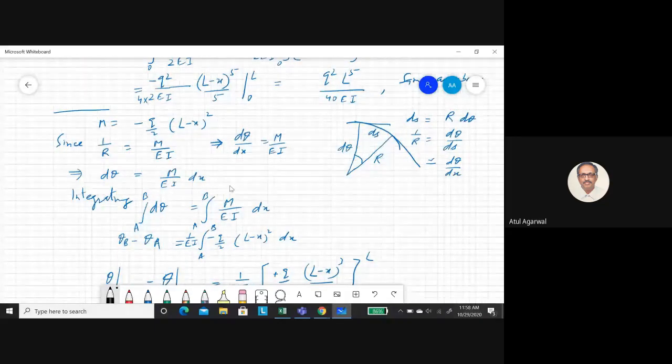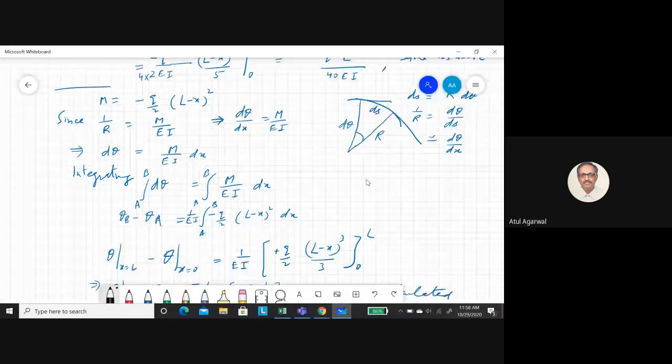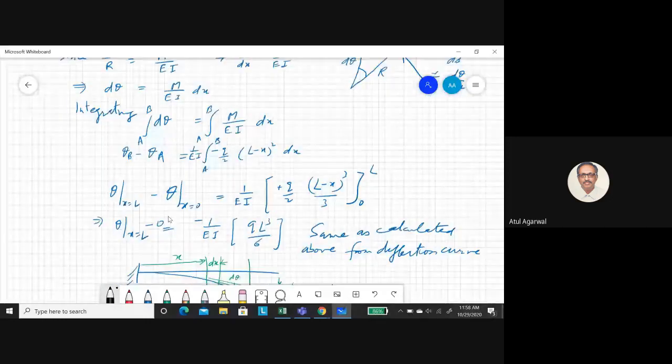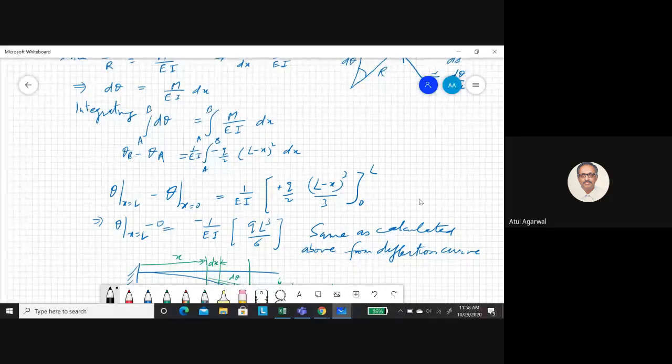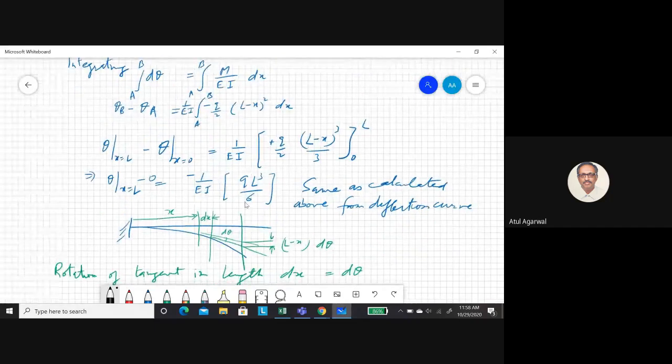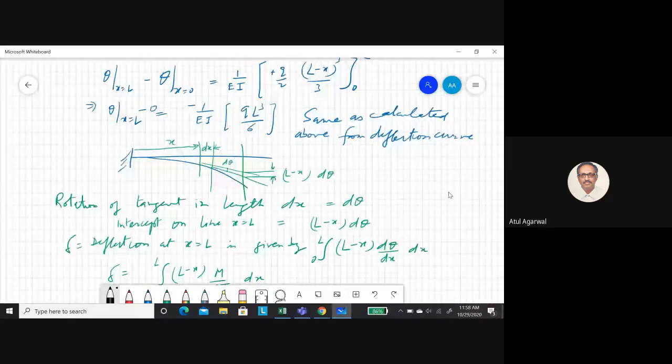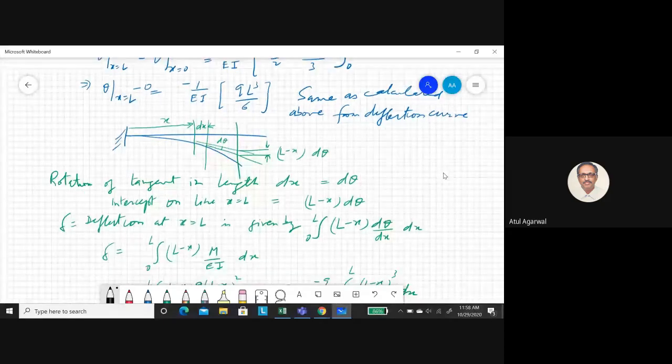If you integrate between a and b, two positions of x, you get theta b minus theta a. You want to do this integration between 0 and L, with theta equal to 0 at x equal to 0 for a cantilever. So this integration is this. So you get theta at x equal to L, same as calculated above. Okay. I'll share these slides with you, so you can go and read them again. Again, you can find the deflection. Now I found the rotation.